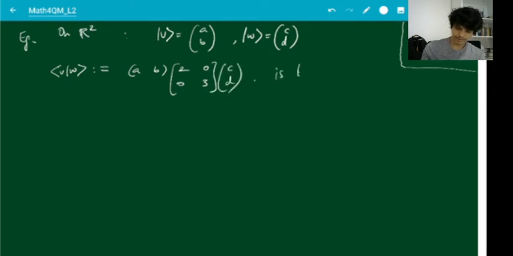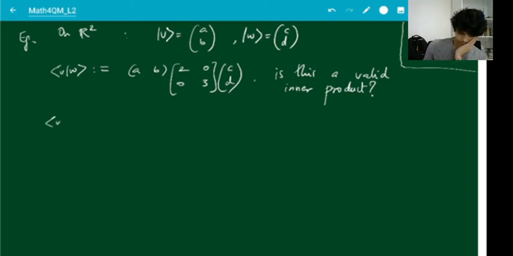And the question is, is this a valid inner product? Okay, let's check. The inner product of V and W is 2AC plus 3BD. If I take W comma V, basically I'm interchanging A and C, and I'm interchanging B and D. So I will still get 2AC plus 3BD.